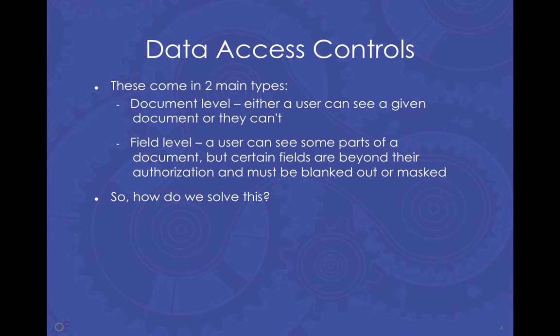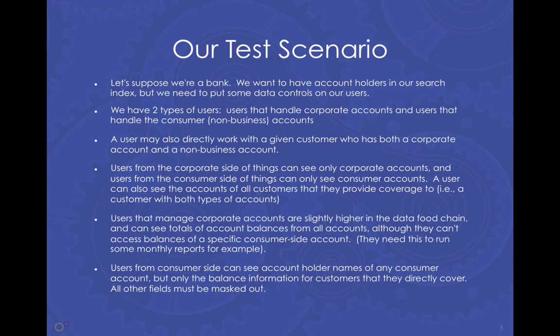So how do we solve this problem? Well, first let's look at some scenario. Let's pretend that we're a bank and we have two types of users in our system. One type will be dealing with customer accounts and the other type will be dealing with corporate accounts. Now, we'll model this with two groups, one consumer group and one corporate group. Now, the rule goes that you can see the accounts that are in your group.